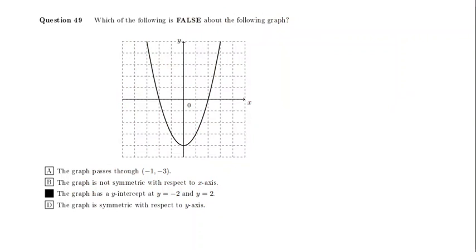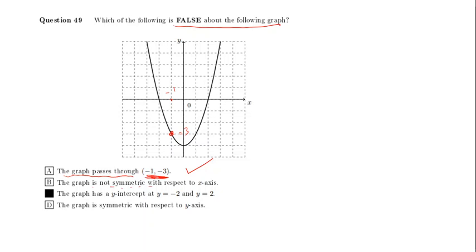Now, which of the following is false about the following graph? The first thing is the graph passes through -1, -3, and look at here. Is this point -1, 3 on the line? Yes, it's on the graph, yes.